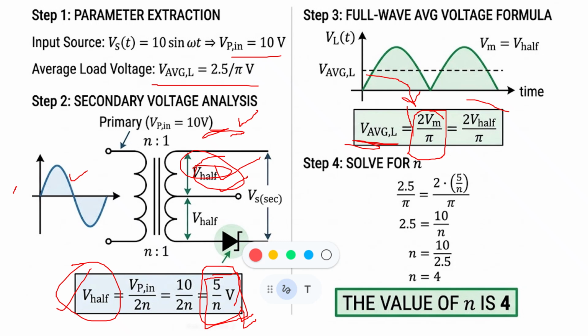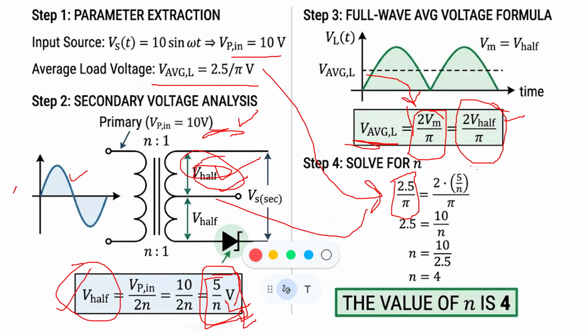So put all these values and you will get this value. Vm is nothing but your V of half that we have already got, that is 5 by N. So now put all these values to solve. On the left side, 2.5 by pi is already given in the question. This is your average value, right? Average load value, that is across this load terminal.